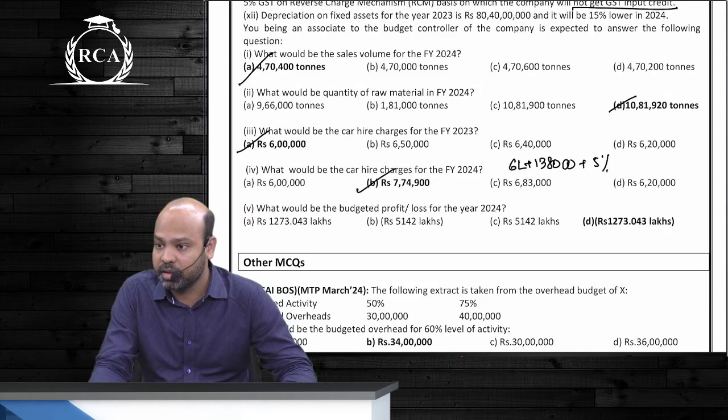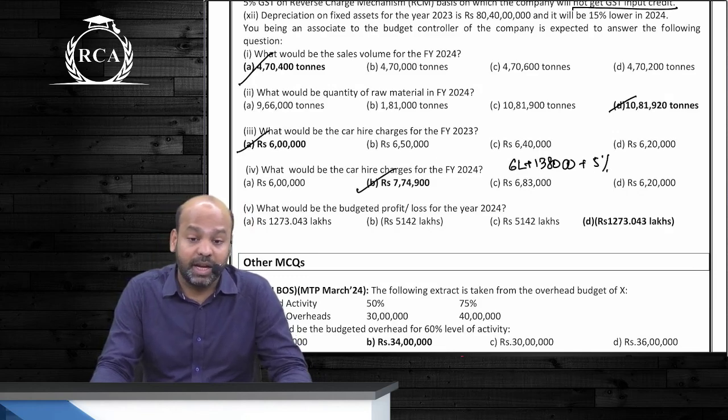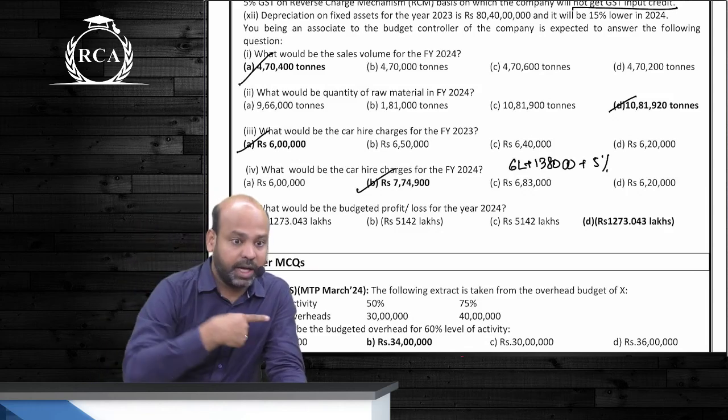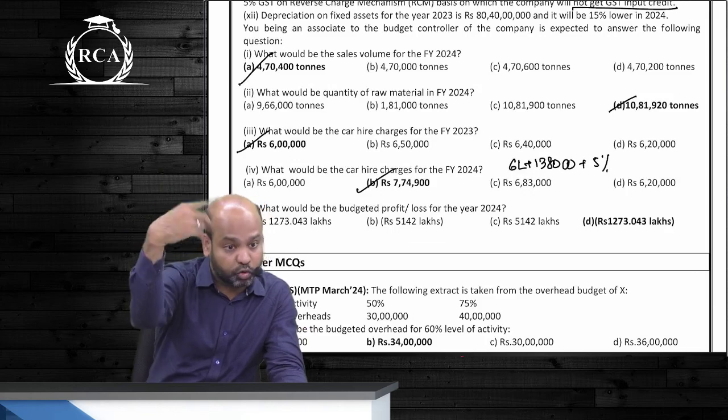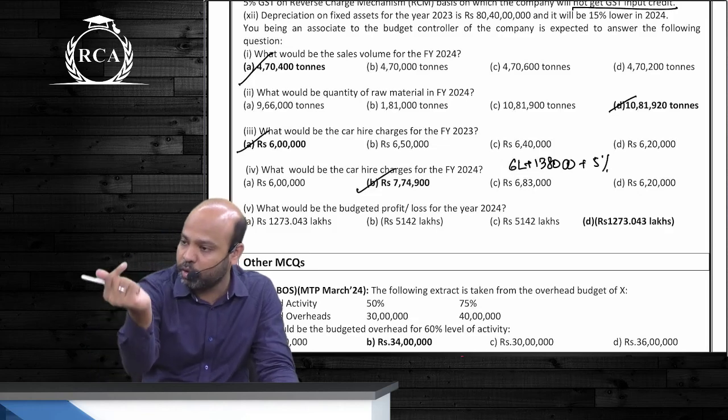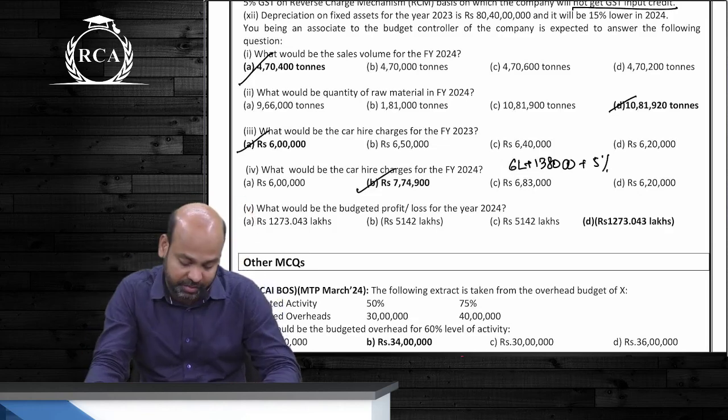Understood the difference? Yes or no? Last year, why are we not including diesel? We are not reimbursing him. We are buying diesel, so for car hire we are paying him only 6 lakhs. But in the current year you are giving diesel also to him. You will also have to pay GST on reverse charge mechanism.